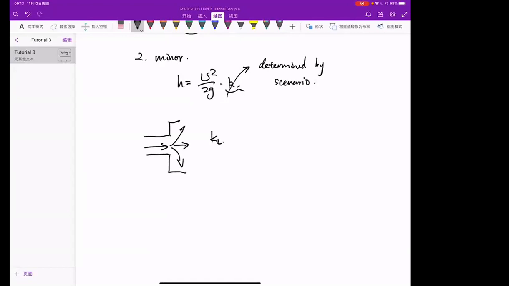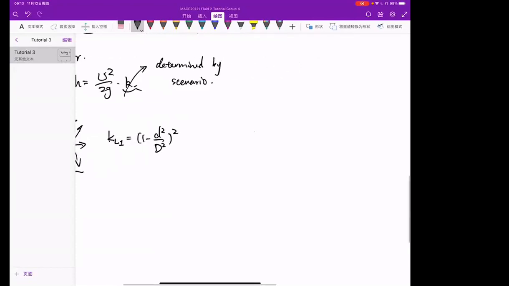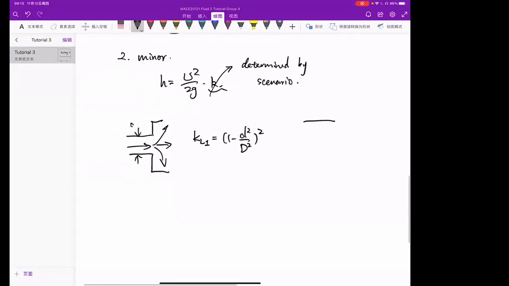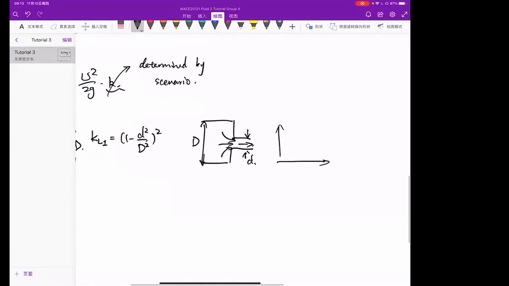So this one has a K, I call it KL1. It has a function of one minus small d squared over large D squared, and then the difference squared. And another scenario is, so this is small d, this is big D, from a large pipe to a small pipe. So this one is big D, this one is small D. So this one has a form like this. So this is d over D squared. This is friction. So this is zero, this is 0.5.